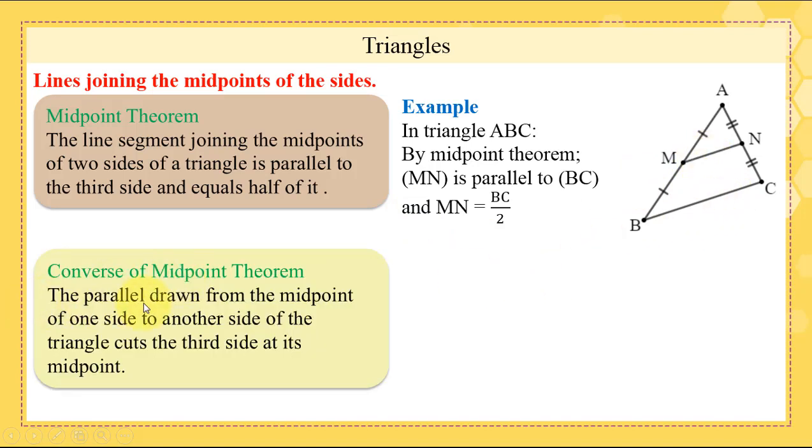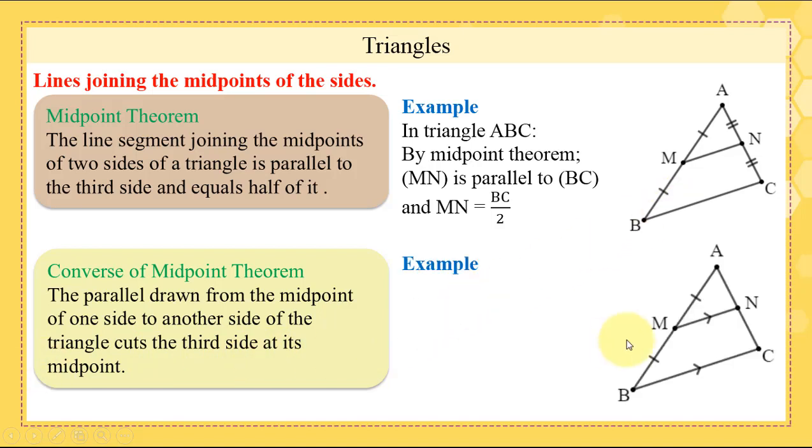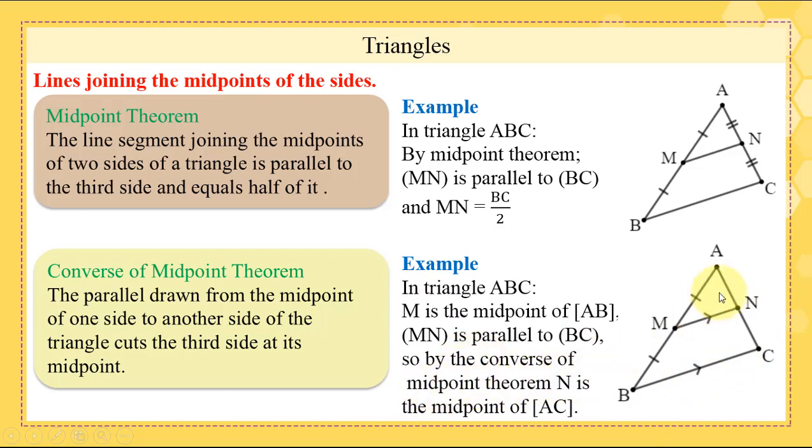Conversely, the parallel drawn from the midpoint of one side to another side of the triangle cuts the third side at its midpoint. Example, in triangle ABC here, we have M given as the midpoint of AB. MN is drawn parallel to BC. Then, by the converse of the midpoint theorem, N will be the midpoint of AC.